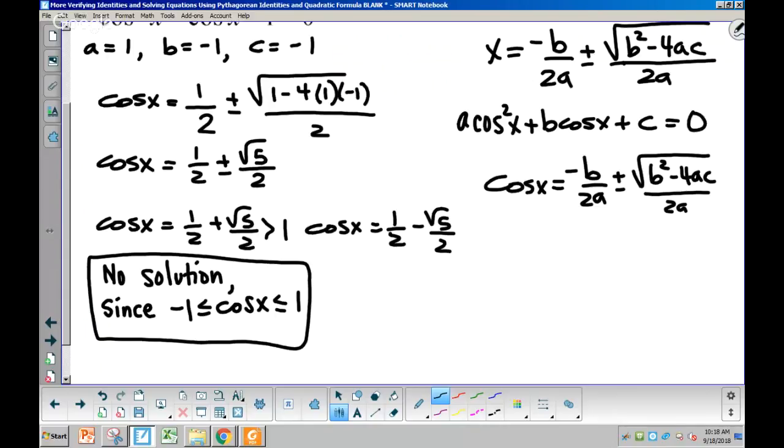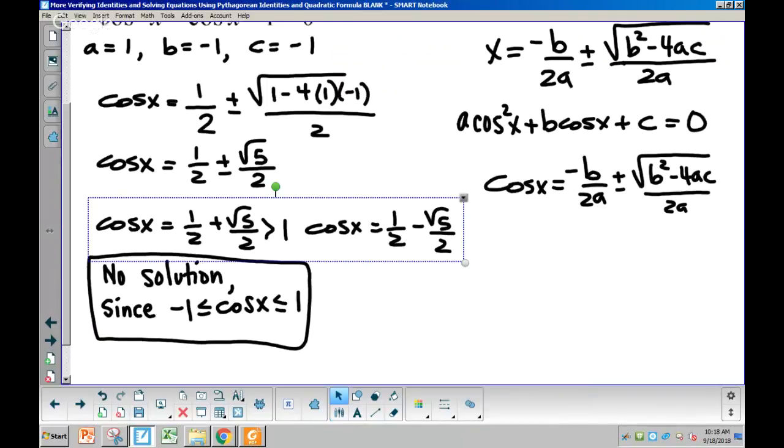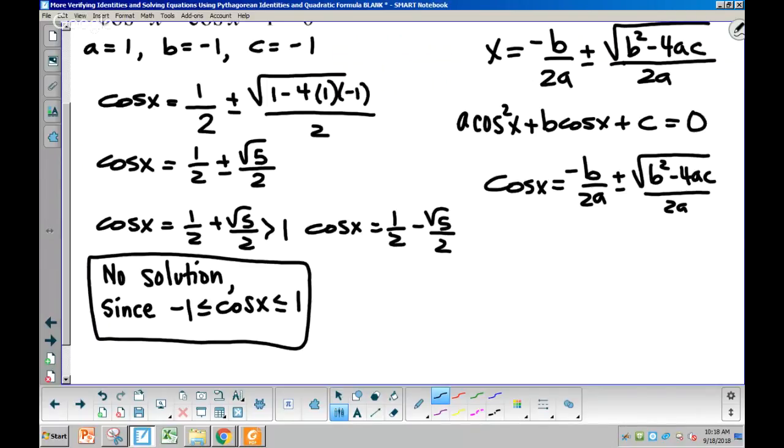What about this one? Cosine x. Ooh, wow, it does the whole line. I don't really want to do the whole line, but cosine x equals 1/2 minus root 5 over 2. Let's think about what kind of number that is. That's 1/2 minus something just a little bit bigger than 1. Is that going to be in this interval, -1 to 1? Yes, it will be. And what kind of number will that be? It's a negative number. So in what quadrants is the cosine negative?